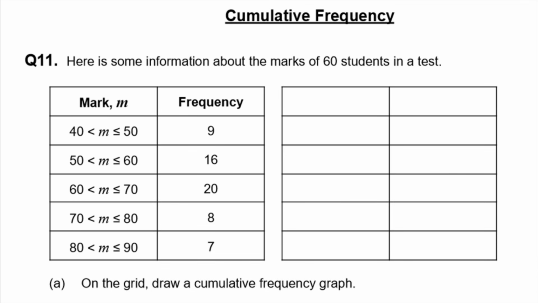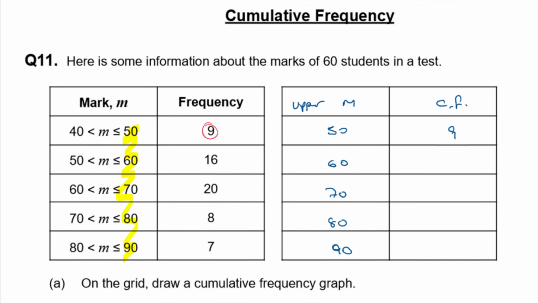Here is some information about the marks of 60 students in the test. So for cumulative frequency, we need the upper class value for each, the upper bound, and we need to have the cumulative frequency here. Okay, so the upper bound of each of these is going to be 50, 60, 70, 80, and 90. Okay, and the first cumulative frequency is just 9, so 9.